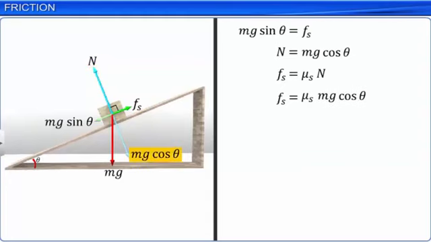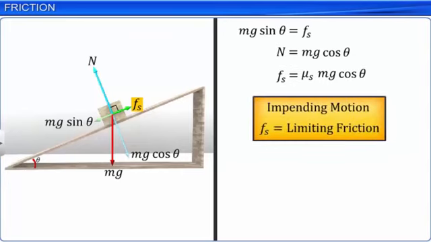As the value of theta increases from minimum, the value of mg sin theta as well as the value of Fs increases till the value of theta is equal to a maximum, theta max. At this maximum value of theta, the block tends to move down the plane and experiences impending motion. Then the friction is limiting friction.